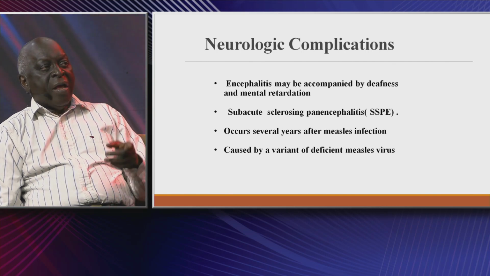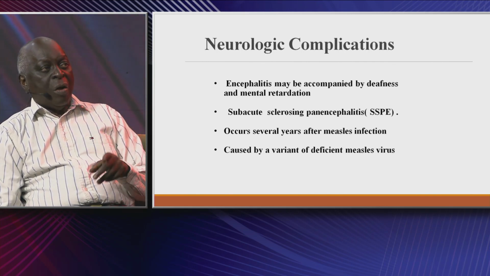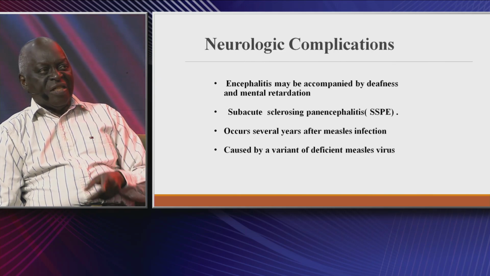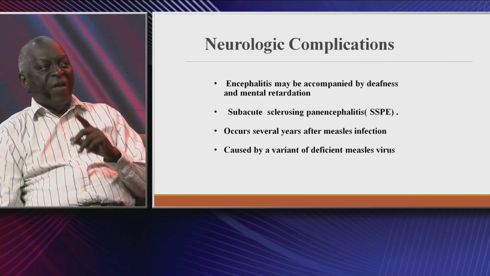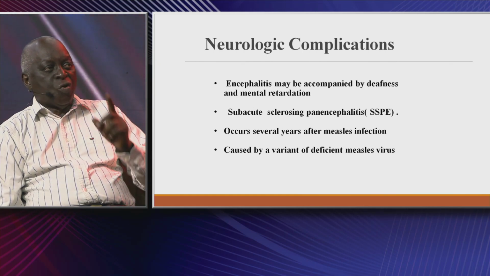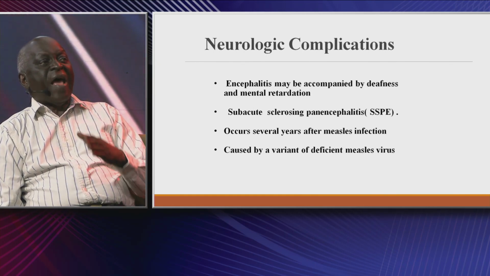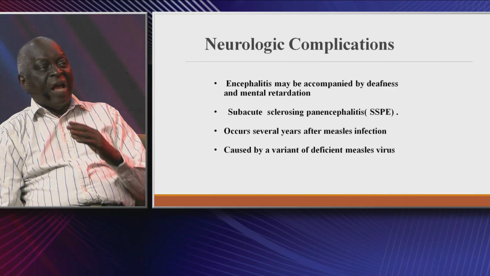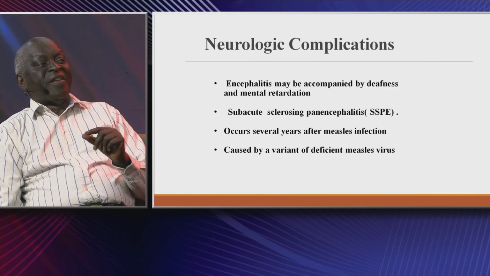But here, this case is called subacute sclerosing panencephalitis. It's a disease of the central nervous system, and it's very, very serious in adults who had the measles as a baby. It occurs several years after measles infection, and it is caused by a variant.